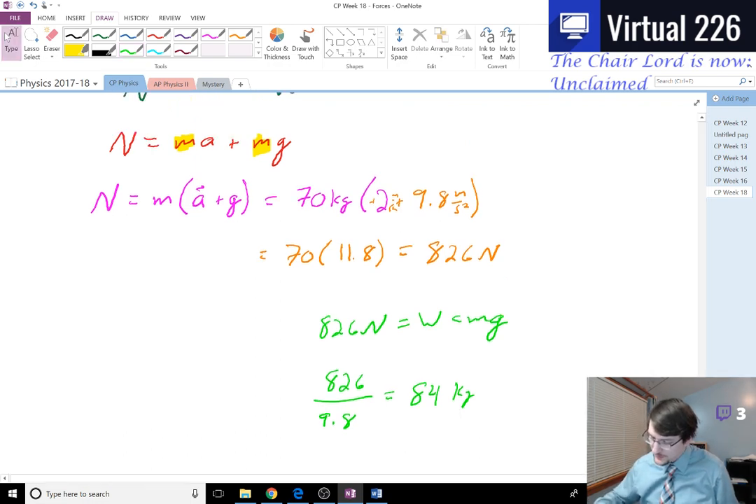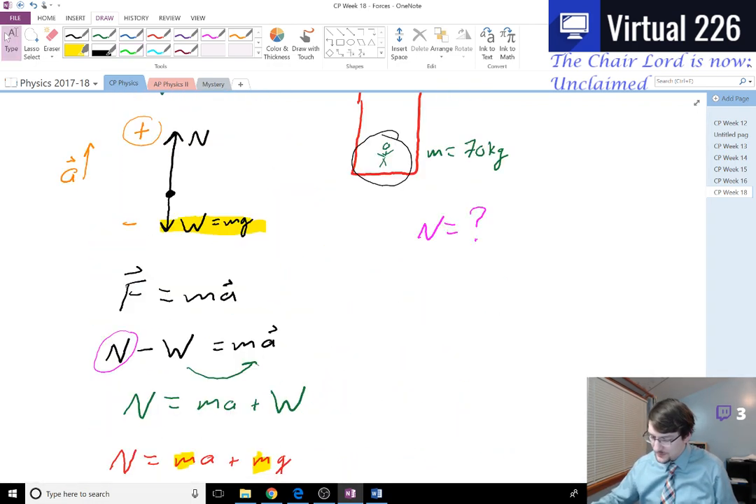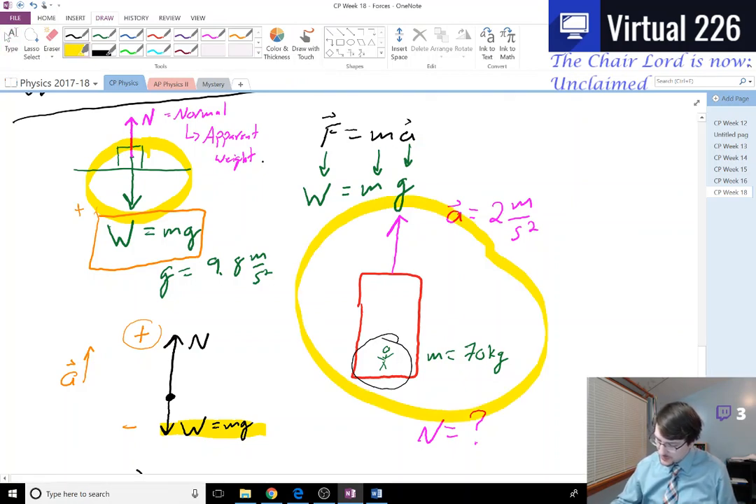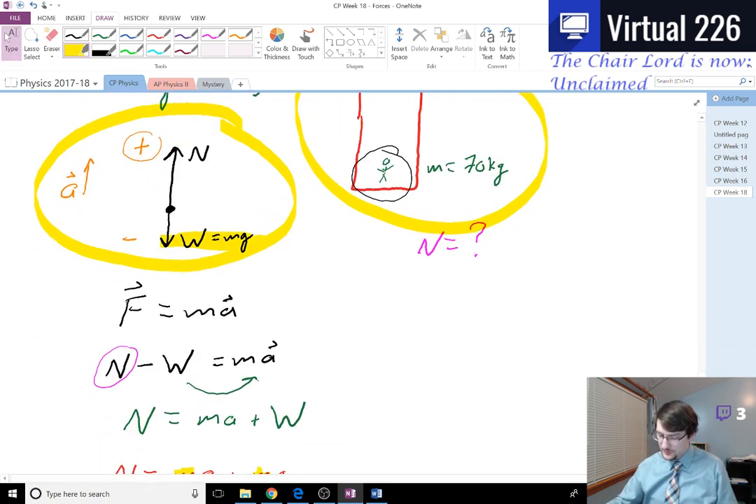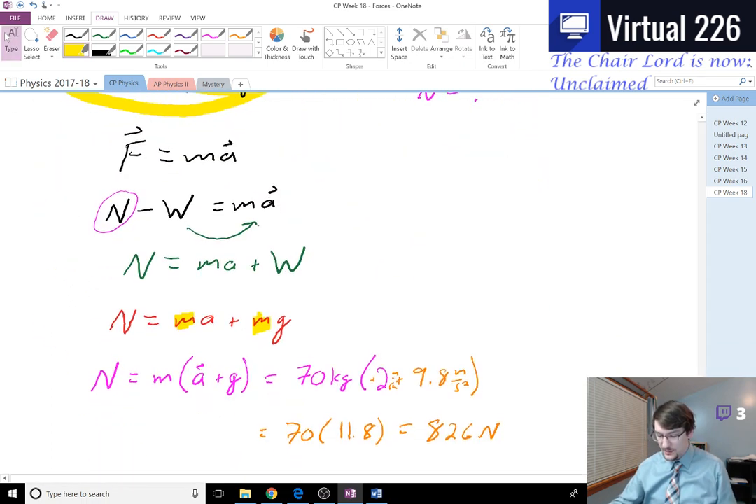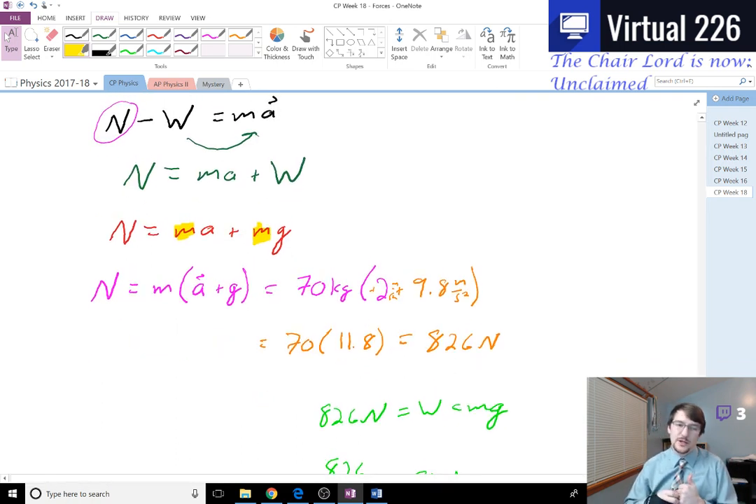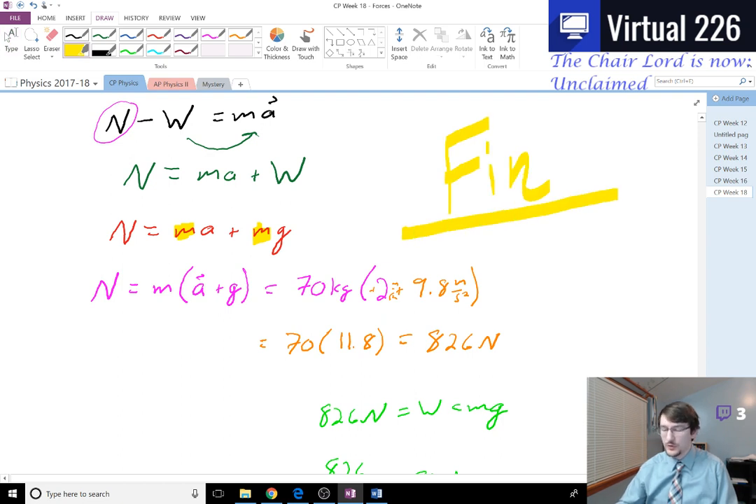Okay, so that's just a way we can do a vertical problem. It's very similar to the horizontal problems. We set up a picture, we draw a free body diagram, we choose positive and negative directions, we run F equals ma, and then from there it's just an algebra game. And if we can do that algebra game, we'll be set there. Okay, so that's how we can do vertical problems in the unit of forces.